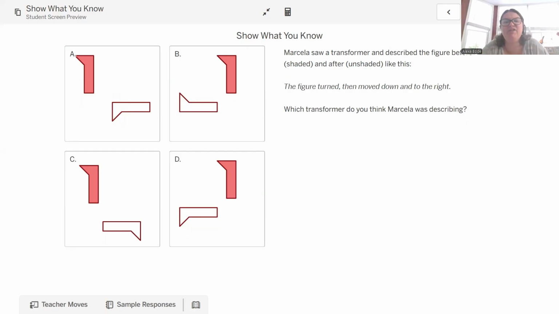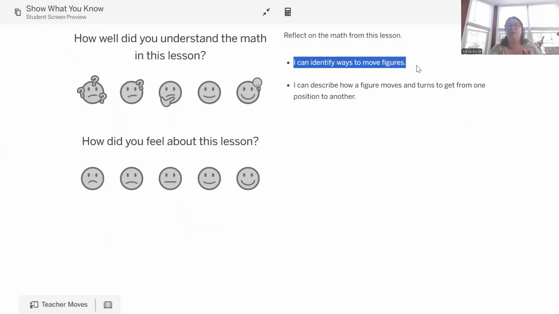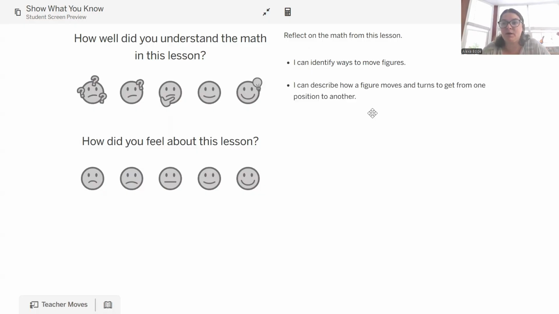And then I want you to tell me, how do you feel about this lesson and this Desmos? So the math that we did today was I can identify ways to move figures. Remember, we can move it, we can slide it, you can turn it, or you can flip it. And I can describe how a figure moves and turns to get from one position to another. So tell me how you feel about this activity, this Desmos that we did here.